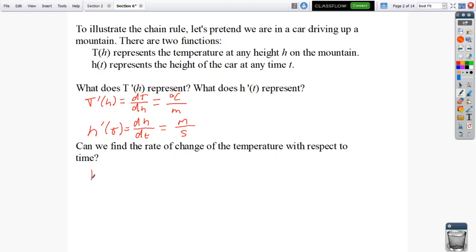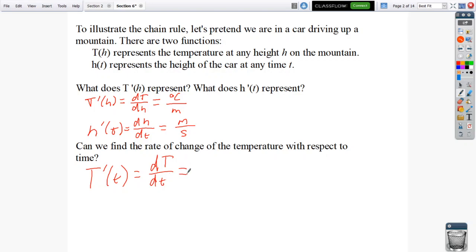A couple of different things that we would label that as: capital T prime of t. We could also think of it as d capital T dt. And that's how quickly the temperature is dropping over a matter of time. That's going to be important because we have to know when we're going to put our sweater on.